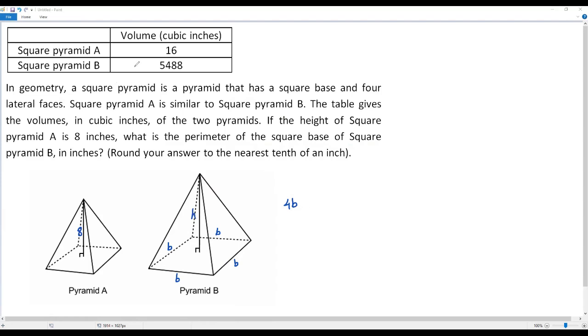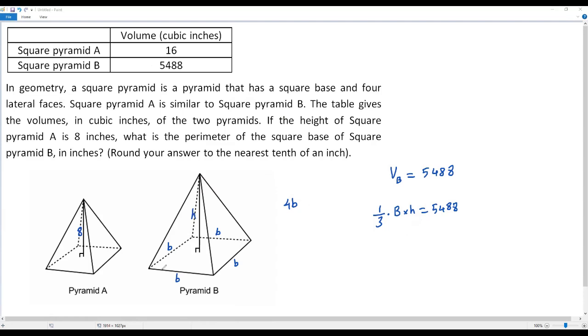For that, we can consider the volume of the square pyramid B. It's over here, 5,488. So the volume of square pyramid B equals 5,488. The formula to get the volume of a pyramid is 1 over 3 times base area times height. On the right side, we can write this value as it is, 5,488. So this capital B represents the base area, that is the area of the square base over here. And h is the height of the pyramid.